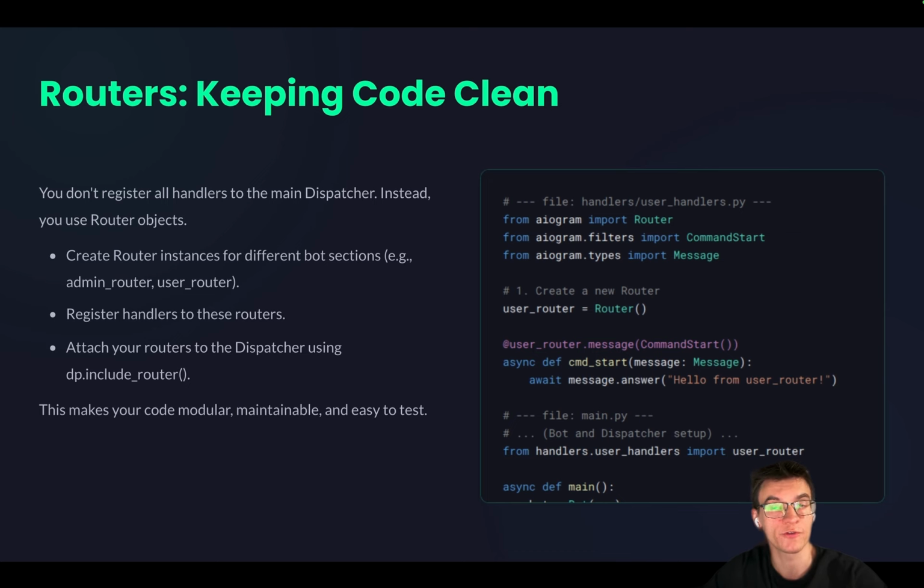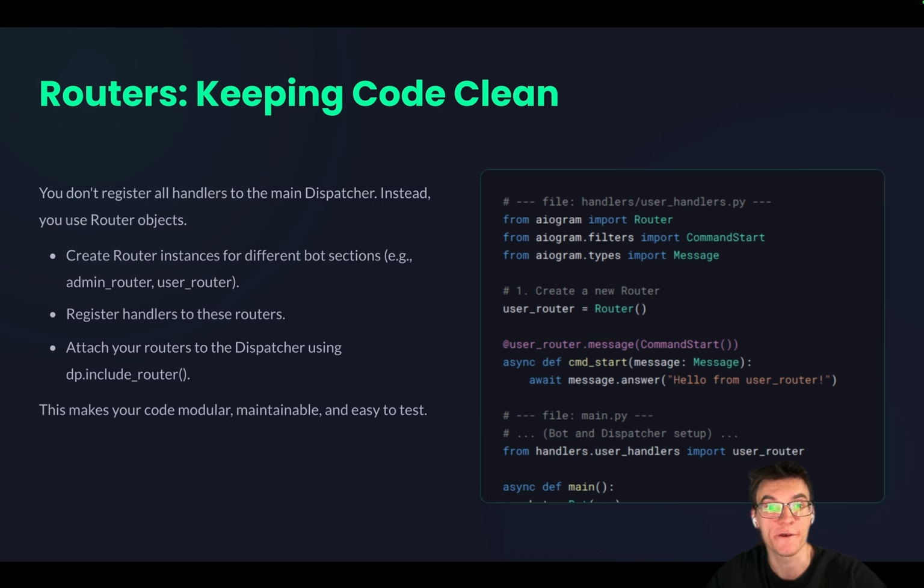So what are the routers? In Aiogram 3, you don't register all handlers directly inside the main dispatcher. Instead, you use router objects. A router is basically a smart modular sub-dispatcher. It lets you register handlers, group them logically, and control how the updates are routed between different parts of your application. That makes your project more maintainable, easier to navigate, and significantly easier to test. And this is one of the major differences between Aiogram 2 and Aiogram 3.